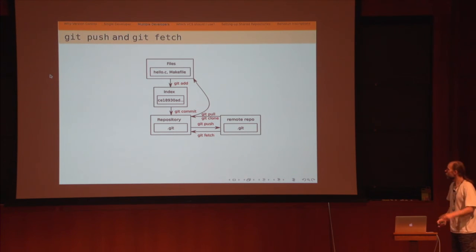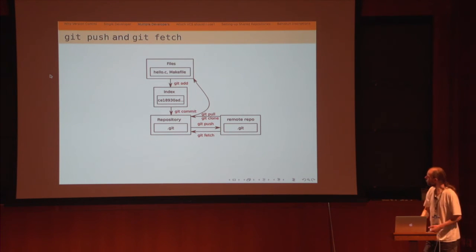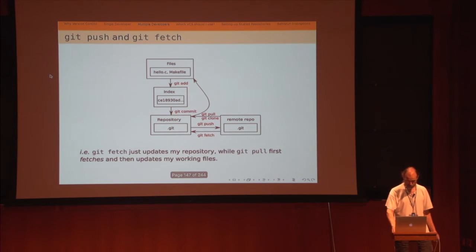Question? Sorry. So we've seen a few more commands. No, we haven't. What's the difference between git push and git fetch? Basically, git push pushes in that direction, git fetch pulls in that direction, git pull does both, and a git clone does this. So we've seen all those commands now.